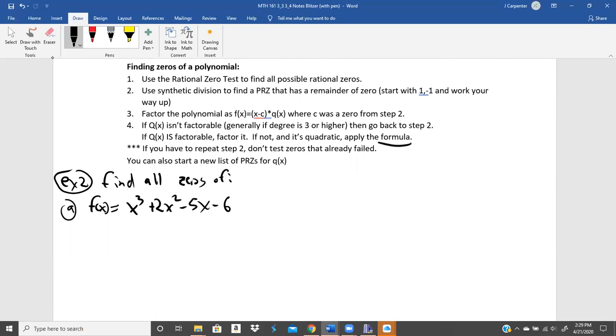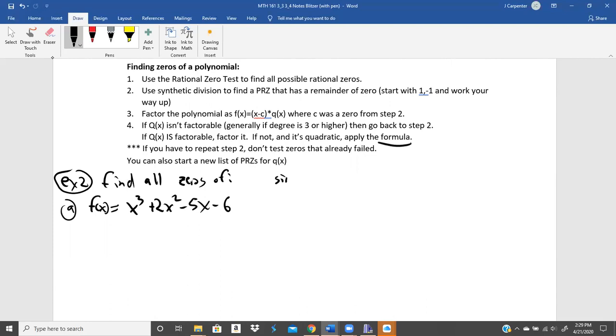Oh, it's 4 terms, and we factor by grouping. And if it was factorable by grouping, go for it. But this one is not. So what we have to do is this brand new process. First thing we got to do is list the PRZs.